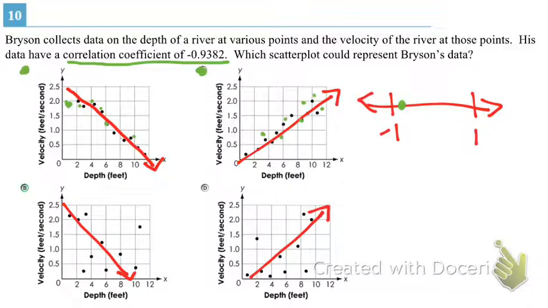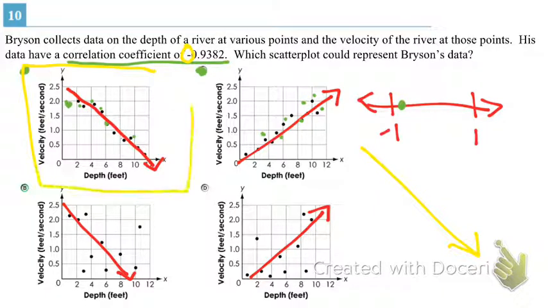Those dots are pretty close to the line of best fit that I drew. The other thing that helps you to figure this out is that it says it is negative. So that means the slope is going to be negative. And if it's negative, that means it's going down. So from left to right, it's going down. So our answer is this one. It is negative slope, and the points are really close to that line of best fit.